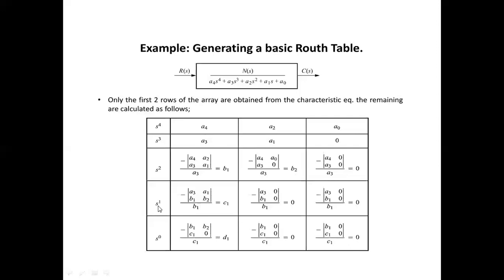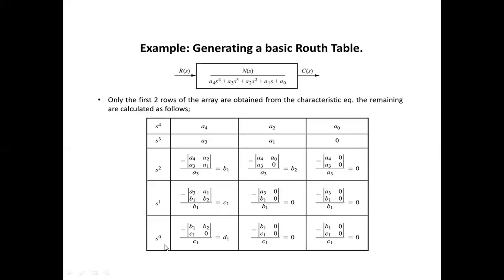So the s^1 row, that is the fourth row, will be determined like this. This is called b1. Now, minus the determinant of a3, a1, b1, b2, divided by b1, will give c1. The second element of that row is given by minus the determinant of a3, 0, b1, 0, divided by b1. And the third element is also given by minus the determinant of a3, 0, b1, 0, divided by b1, equal to 0.